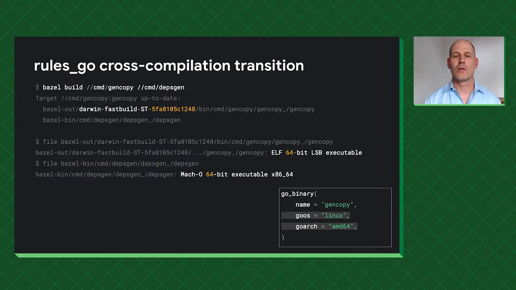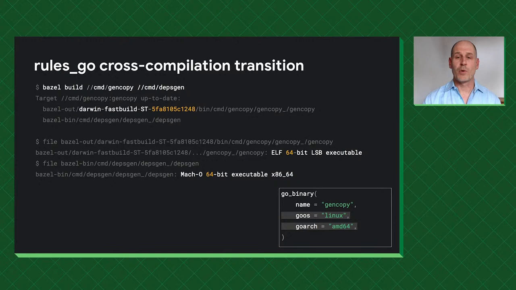What I can do in this case is remove the --platforms flag and use the goos and goarch, apparently that's how they're called, flags, and move those into the Go binary itself. And then when I build this, I get one binary that's cross-compiled, one that's not. So this is kind of crazy because it's as though I've invoked different command line flags for different parts of the build graph. This is called a transition, and it has a special rule called transition, and there's a transition implementation, like a rule implementation. And so let's look at that using the debugger.